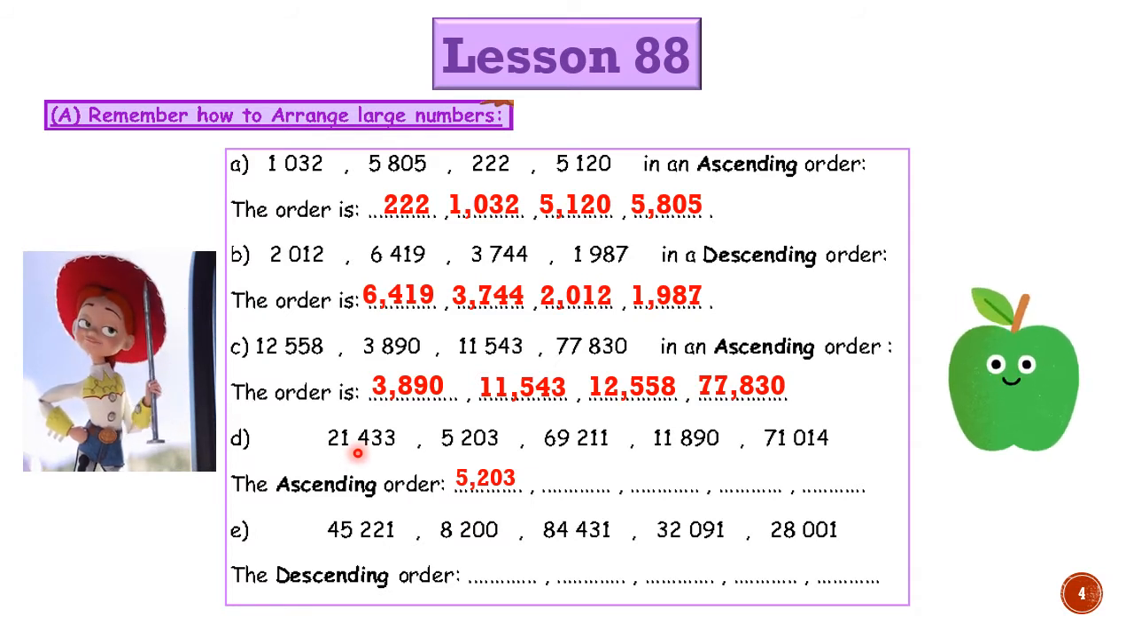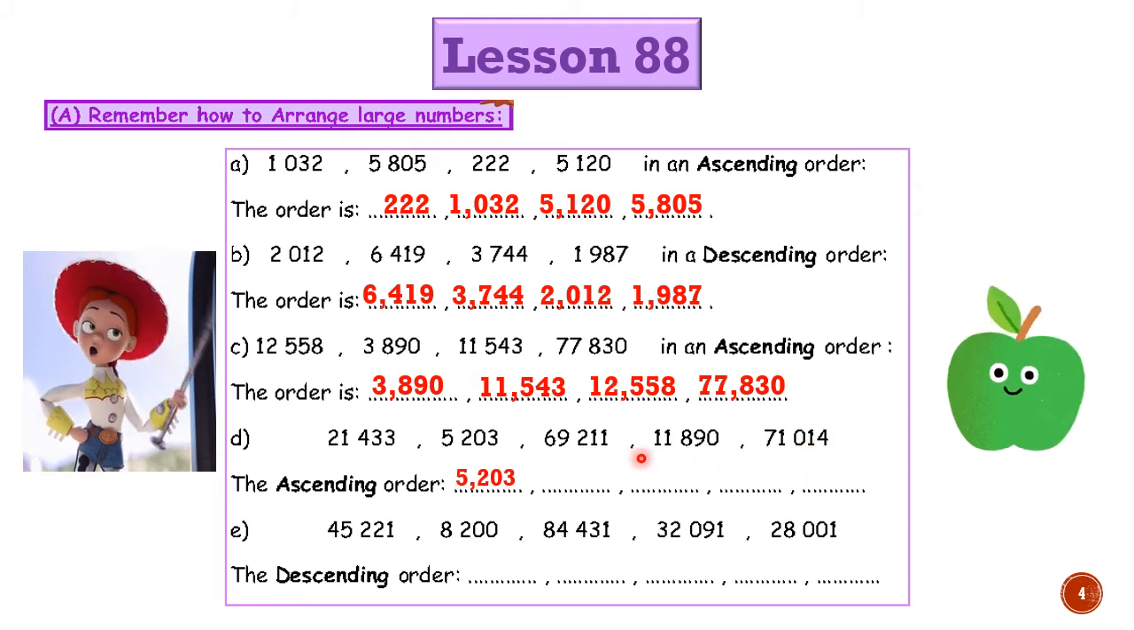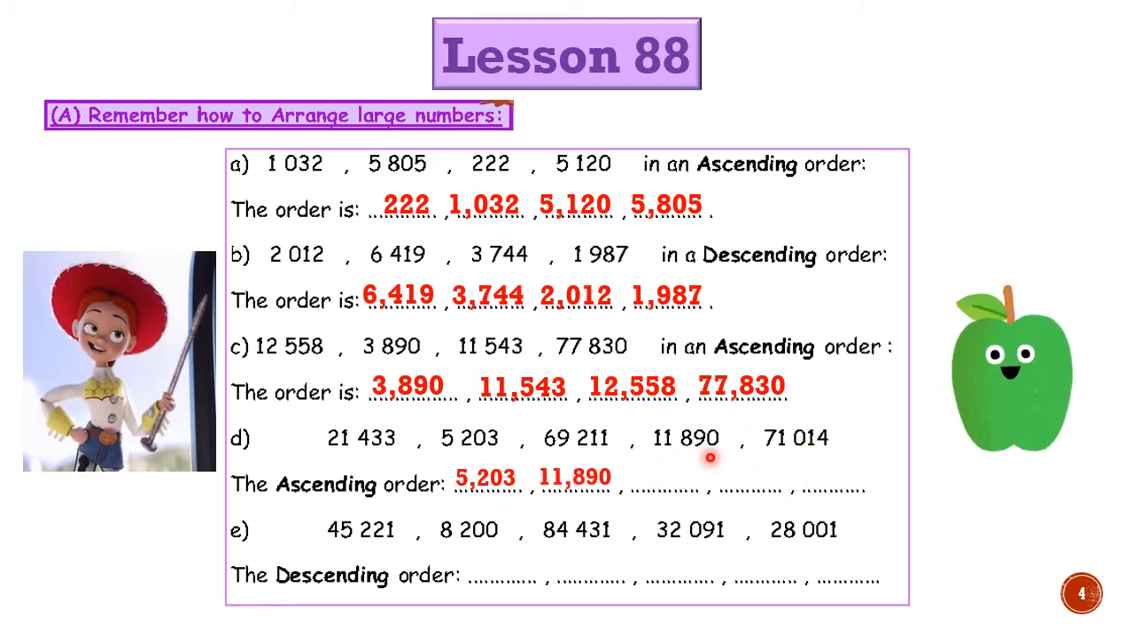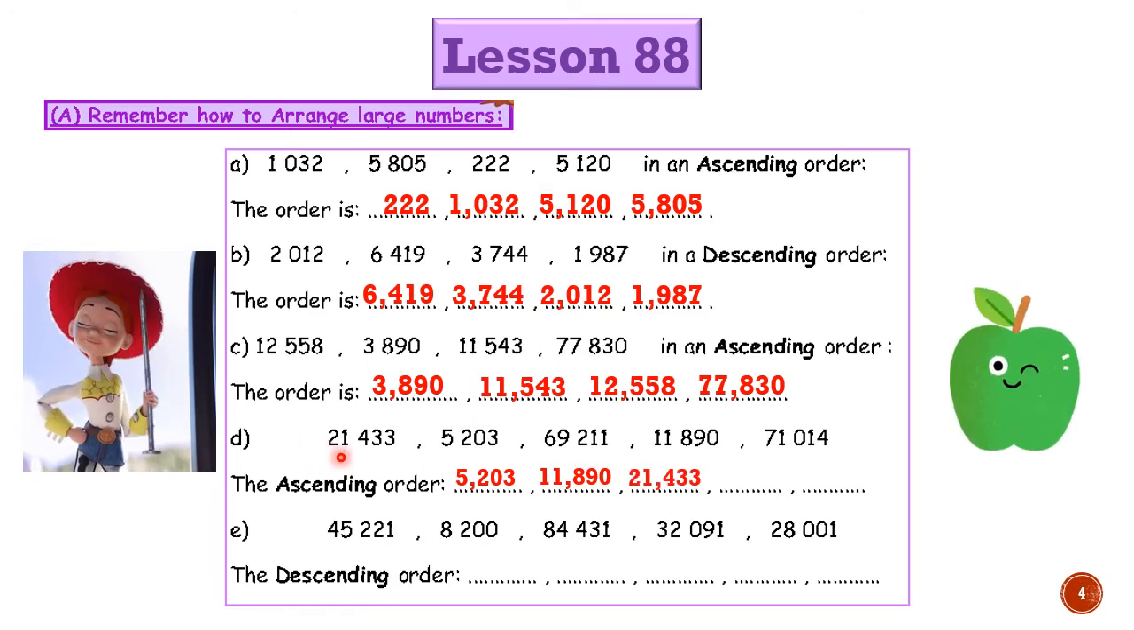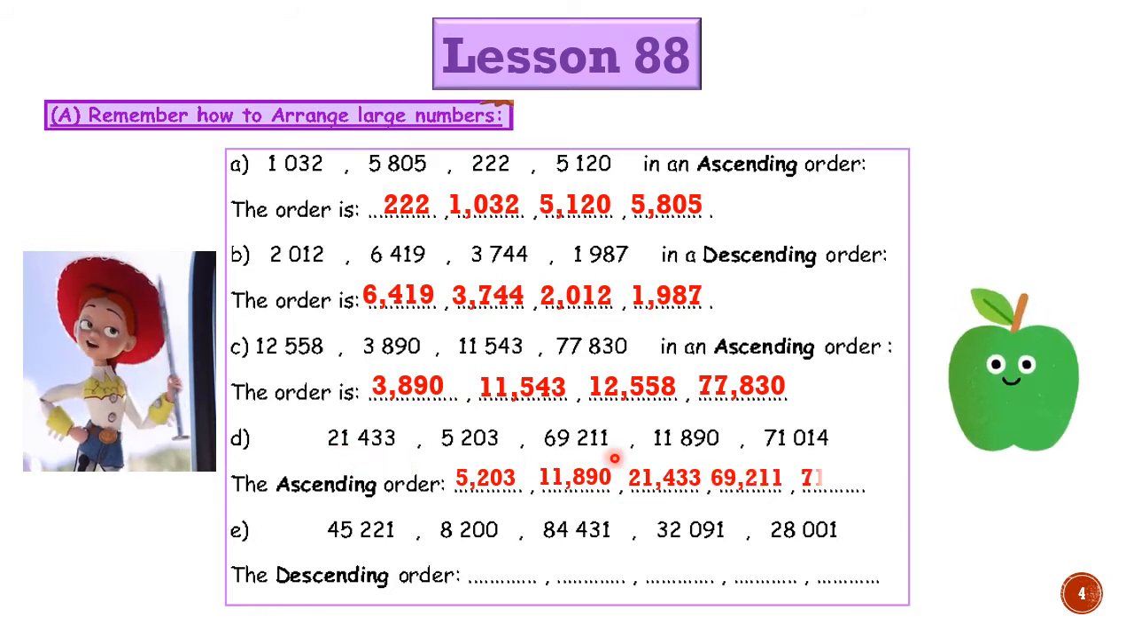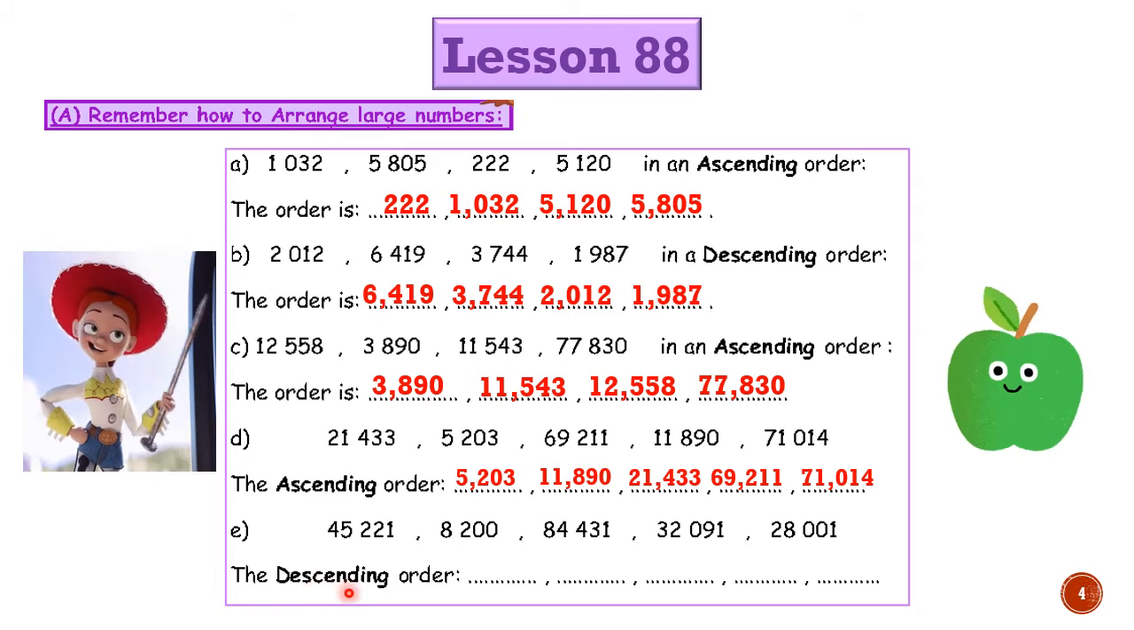Here we have 21, 69, 11, 71. Then it will be 11,890. And it will be 21,433. And next one will be 69,211. And the last one will be 71,014.